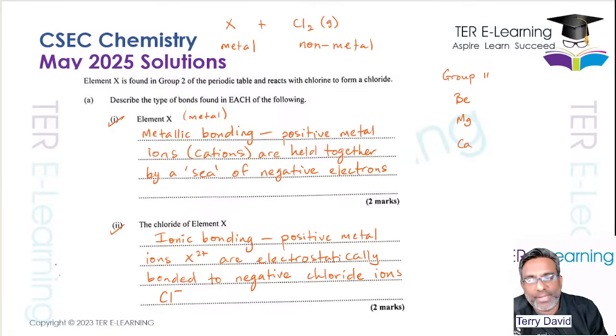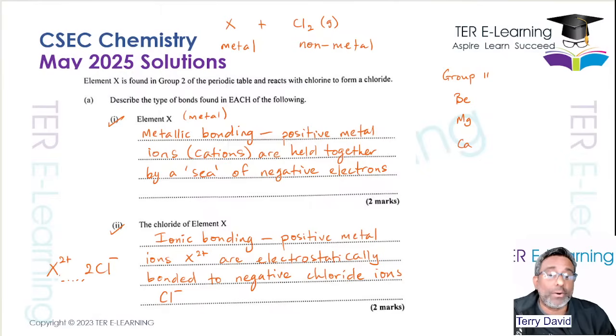So what you have here is X2 plus, and that's going to be bonded to 2 chloride ions. The bonding between these two is what we call ionic bonding. So that's what they're looking for here. So it's group 2.